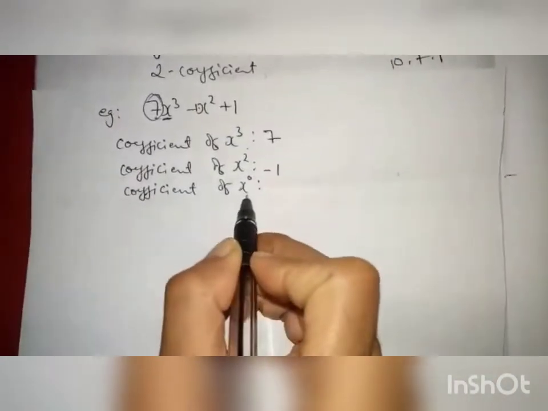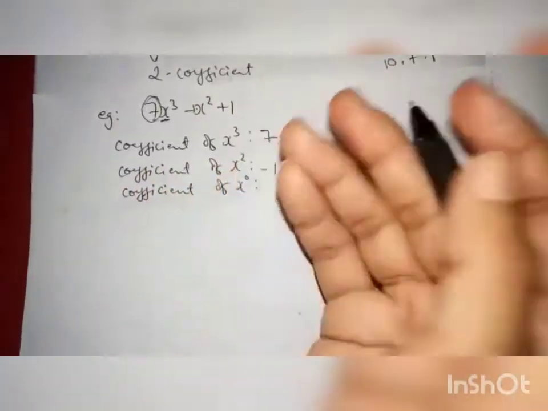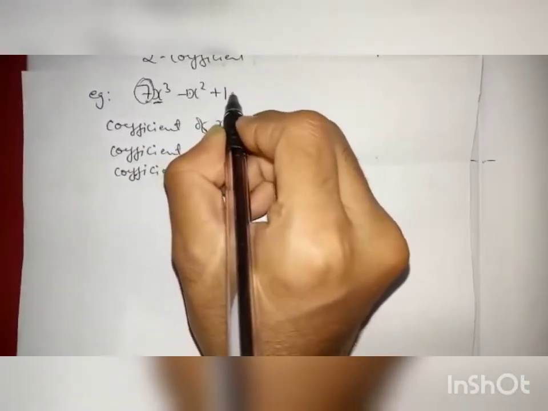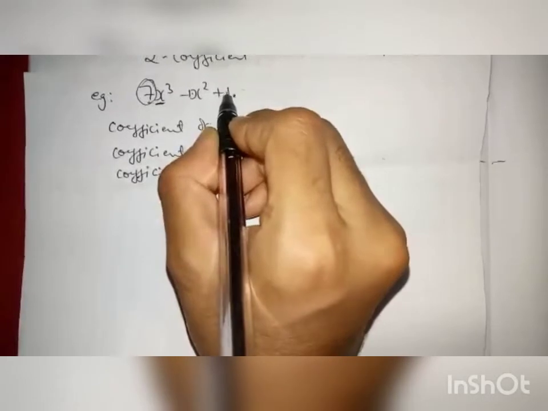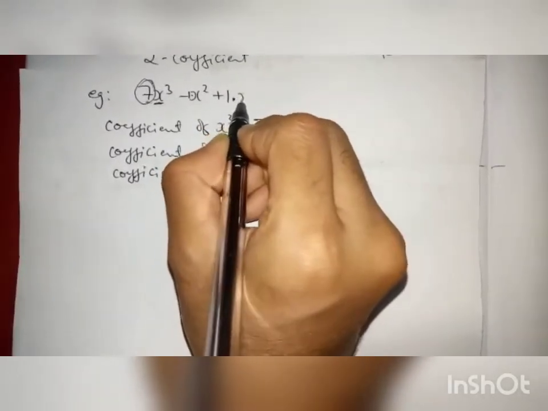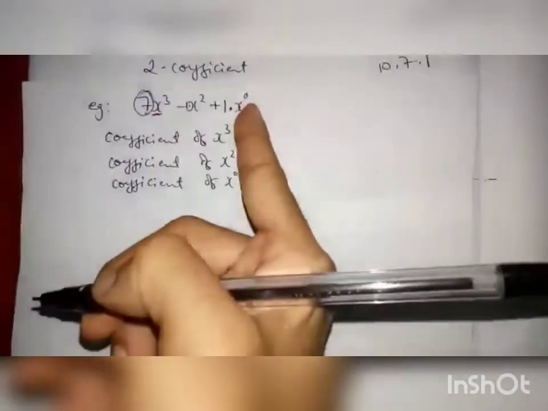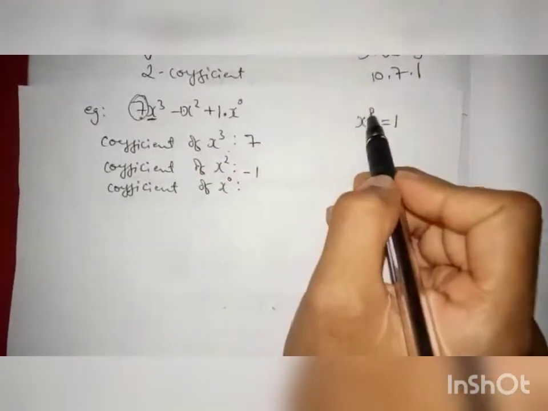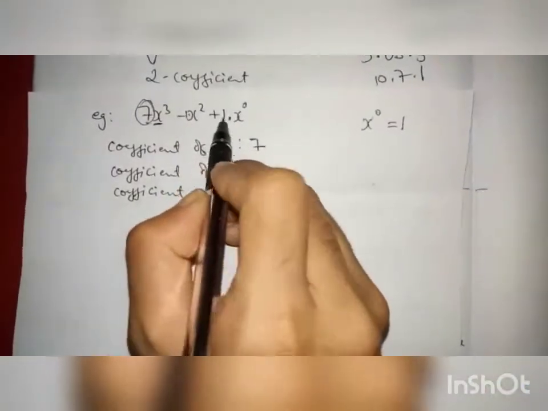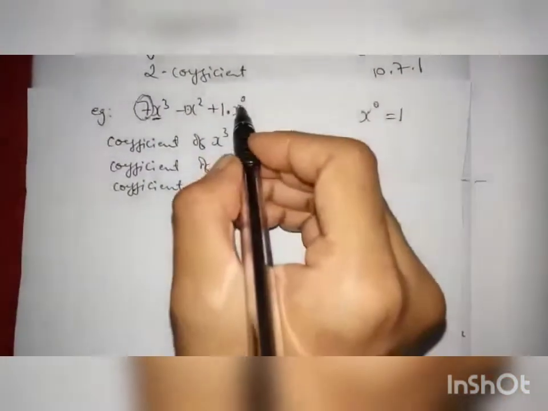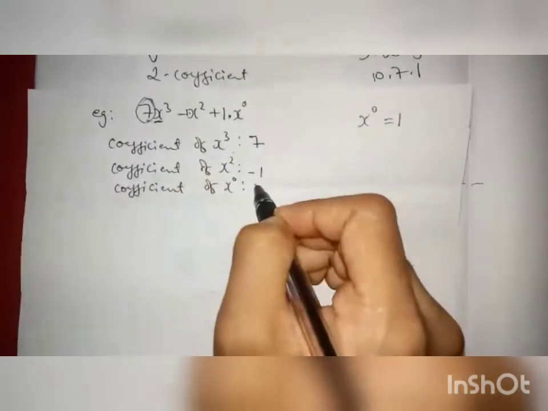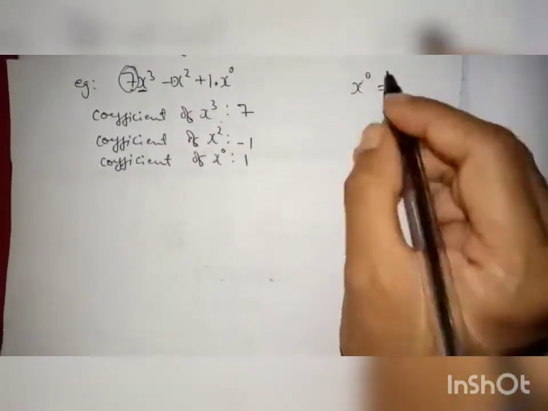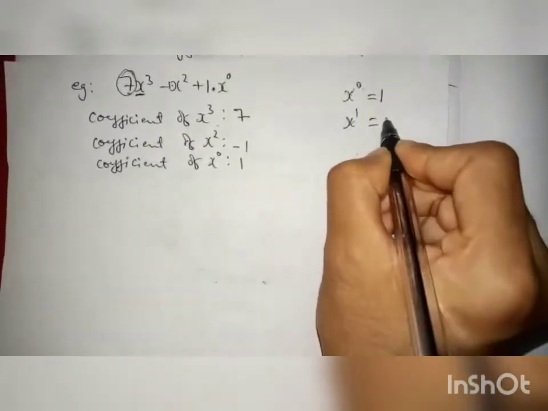Next, coefficient of x power 0. But x power 0 is not there. What to do? If no variable is there, it is understood as x power 0. X power 0 means 1. So this value will be 1, right? 1 ones are 1, no need of writing. So for x power 0, the coefficient is 1 itself. Remember this, don't forget this. X power 0 means 1. X power 1 means x itself.